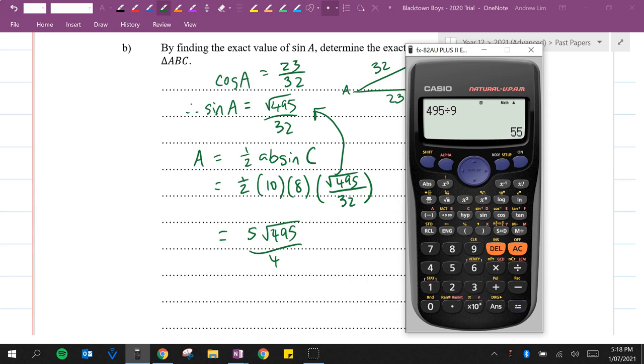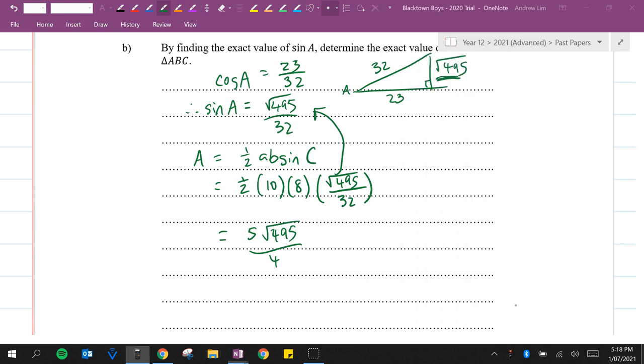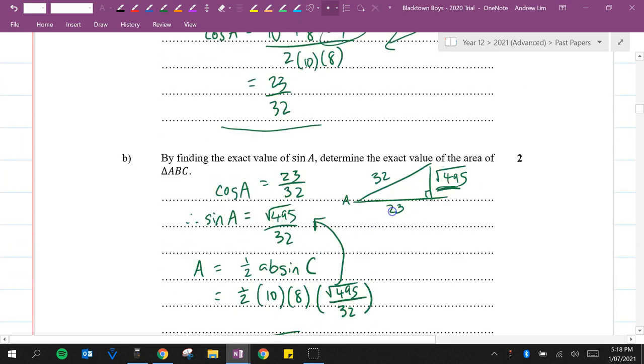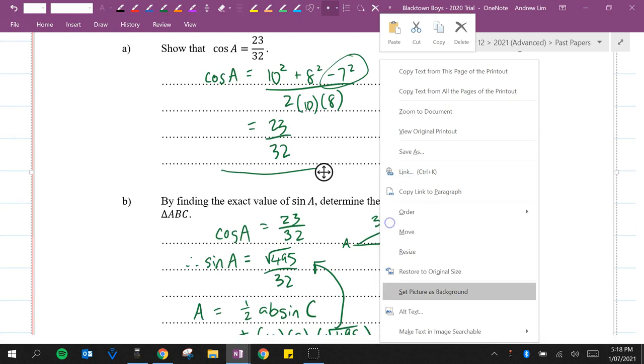So root 495 is equal to 3 root 55. So 5 times 3 is 15, so 15 root 55 all over 4. And we're finding area. This is centimeters, so it's square centimeters.